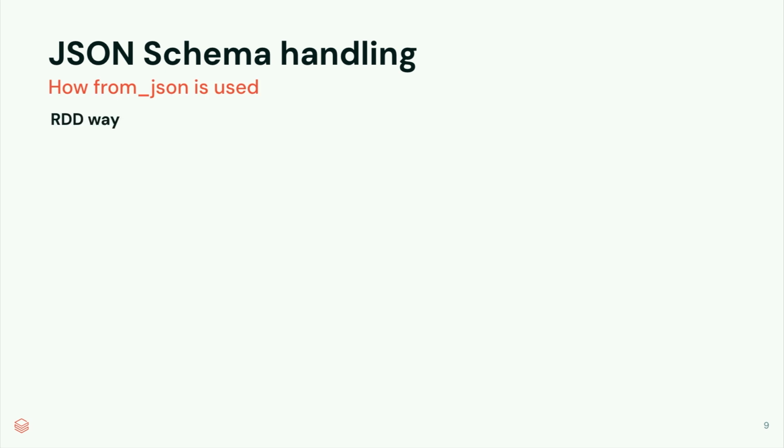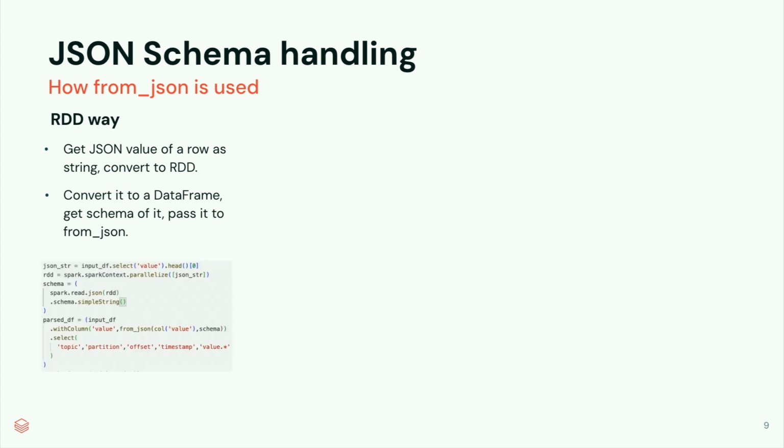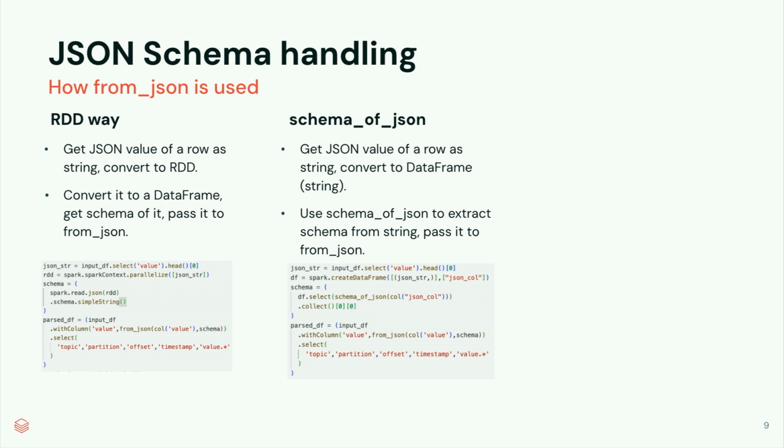Now let's look at some examples of how from_json is typically used. We'll quickly go over this. The first is the RDD way that most of you might know. You pick a record from the batch of data, convert it to an RDD, then convert it to a data frame, get the schema of it and pass it to from_json. This is how the code looks. The second way is comparatively lightweight. You again pick a single record from the batch of records, convert it to a data frame, use schema_of_json on top of that to get the schema, and then pass it to from_json as a parameter. The code looks like this. In both these approaches, you might end up picking a random record from the batch of data that might not have all the fields. So again, you're missing fields.